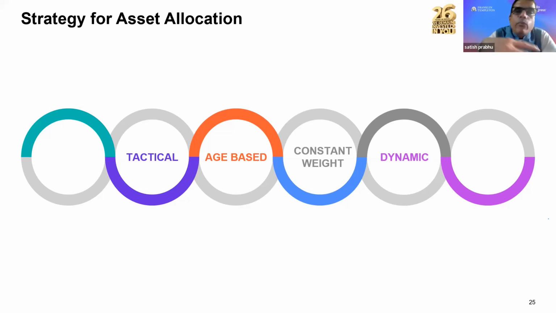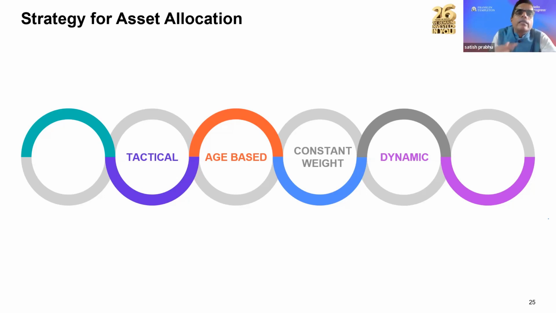And a constant weight allocation is where the weight of equity and debt is constant. So if you decide that I want to be 50-50 in equity and debt, it will always stay at 50-50. It will not change, but it is a fixed weight. It tells you that I will invest 50% in equity and 50% in debt. I will invest 60% in equity, 40% in debt. So that is a constant weighted asset allocation.